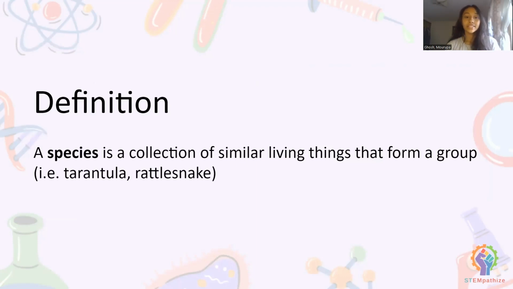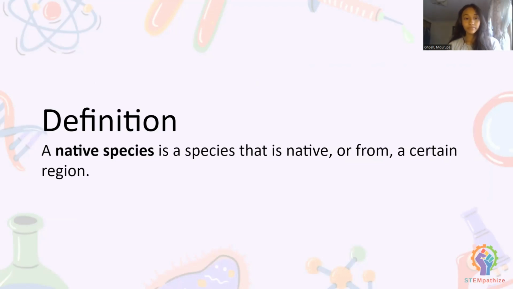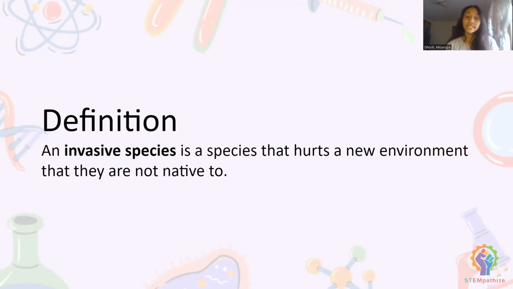A species is a collection of similar living things that form a group, like tarantula or rattlesnake. Extinction is when there are no more members of a species left. A native species is a species that is native or from a certain region, like how penguins are native to Antarctica. An invasive species is a species that hurts a new environment that they're not native to, like if elephants showed up to Antarctica.